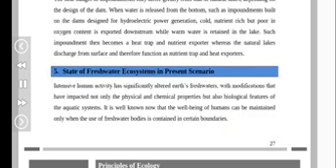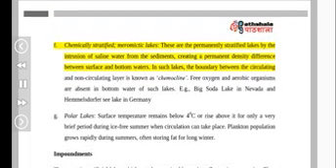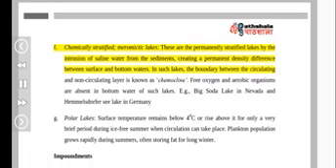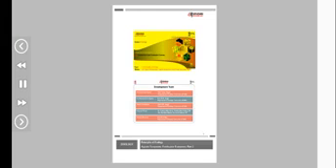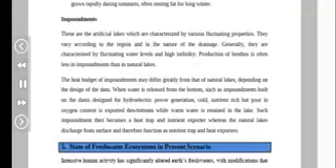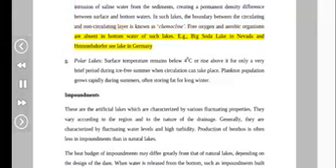F. Chemically stratified, meromictic lakes. These are permanently stratified lakes by the intrusion of saline water from the sediments, creating a permanent density difference between surface and bottom waters. In such lakes, the boundary between the circulating and non-circulating layer is known as chemicline. Free oxygen and aerobic organisms are absent in bottom water of such lakes, e.g., Big Soda Lake in Nevada and Himmelsdorfer Sea Lake in Germany.